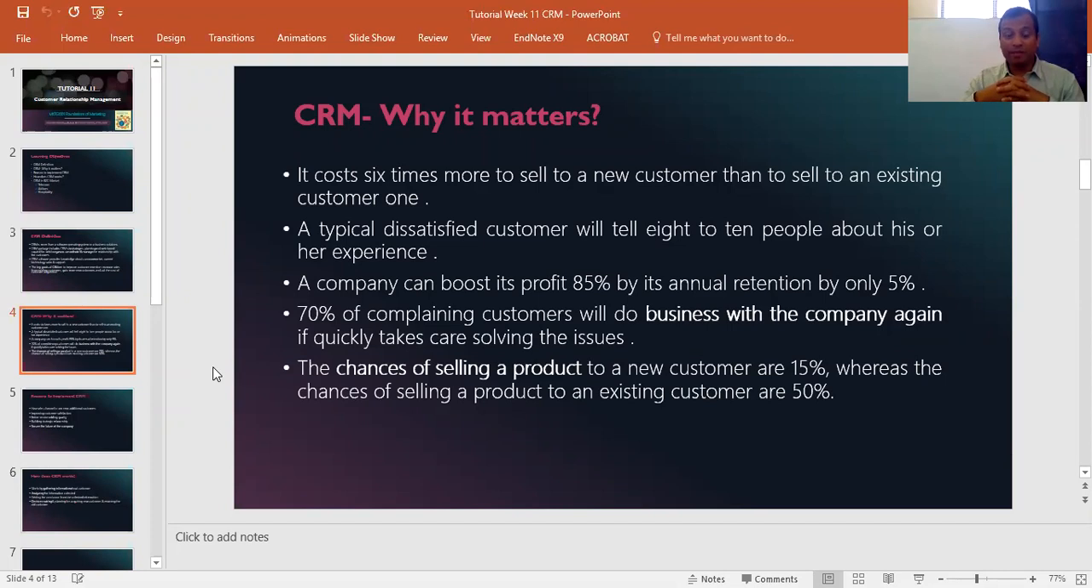And the fifth point is that the chance of selling a product to a new customer is 15%, whereas the chance of selling a product to an existing customer is around 50%. You might have heard the term cross-selling: selling products from different product lines to the same existing customer. So where is the probability higher, selling to a new customer or to an existing customer? Of course, an existing customer. Research says it's a 50% probability, half, whereas a new customer is only 15%.